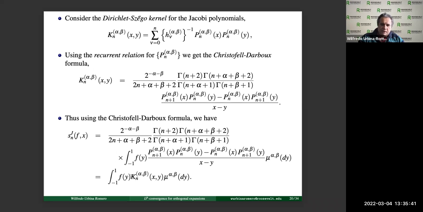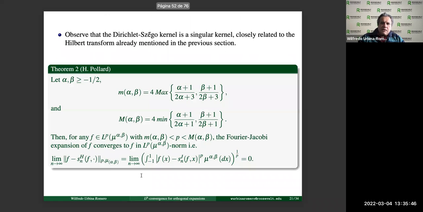But then the problem is, what can you do with this kernel, right? Well, the Dirichlet-Szego kernel is a singular kernel, so yes, we are in presence of a singular integral again, right? Harry Pollard proved that for alpha and beta, remember, I didn't mention explicitly, but alpha and beta for Jacobi polynomials must be bigger than -1. But the proof by Pollard was for alpha and beta bigger than -1/2.